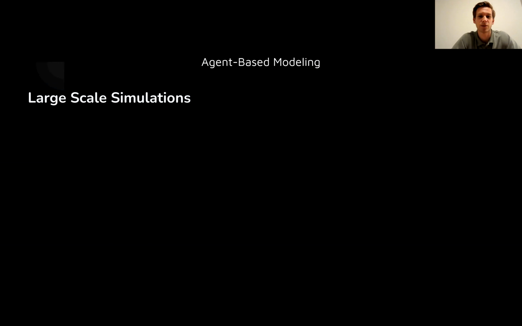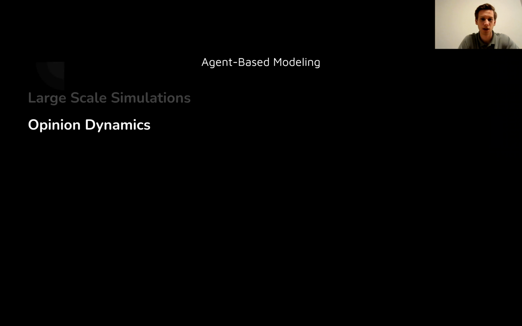Specifically, my project was modeling polarization in mass populations using agent-based modeling in novel opinion dynamics. So first, what is agent-based modeling? Agent-based modeling is using large-scale simulations to model a population of agents. And agents, in this case, represent humans most times, but not always. And then second, what is opinion dynamics? Opinion dynamics is studying how agents interact and how influence travels throughout a population.